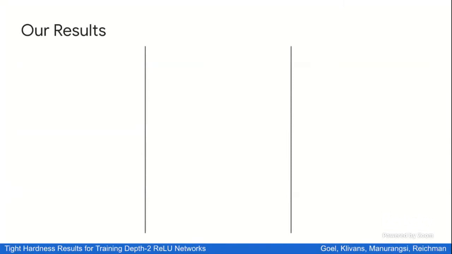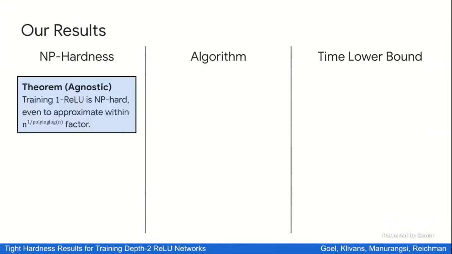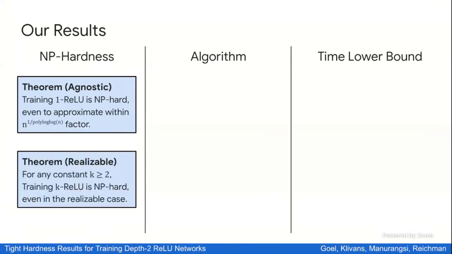Okay, so all the results can be divided into three groups: NP-hardness results, algorithms, and running time lower bounds. The first and most basic result is that training one ReLU is already NP-hard in the agnostic case, even to approximate to a pretty large factor. Note that for one ReLU, we need the agnostic setting. In the realizable setting, training one ReLU can be written as a linear program, so it's easy. However, in the realizable setting, it turns out that as long as you have two or more ReLU nodes, it also becomes NP-hard.